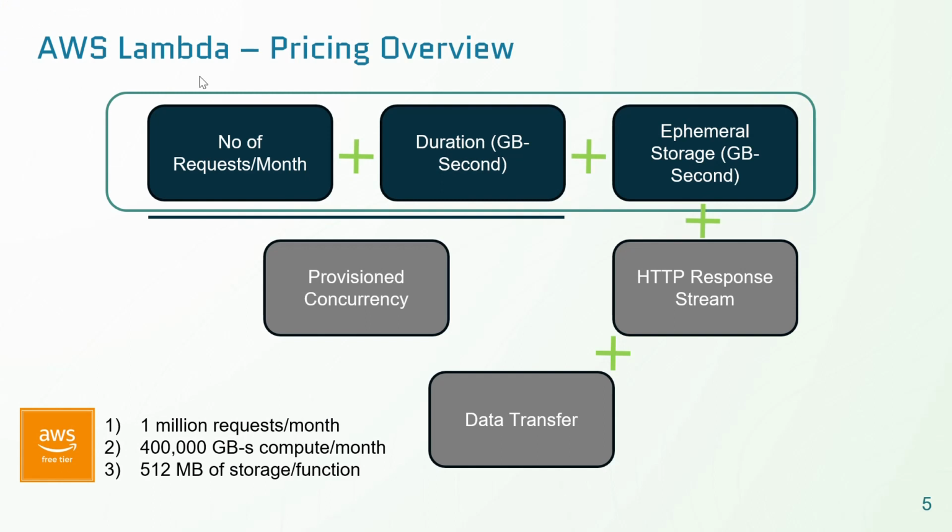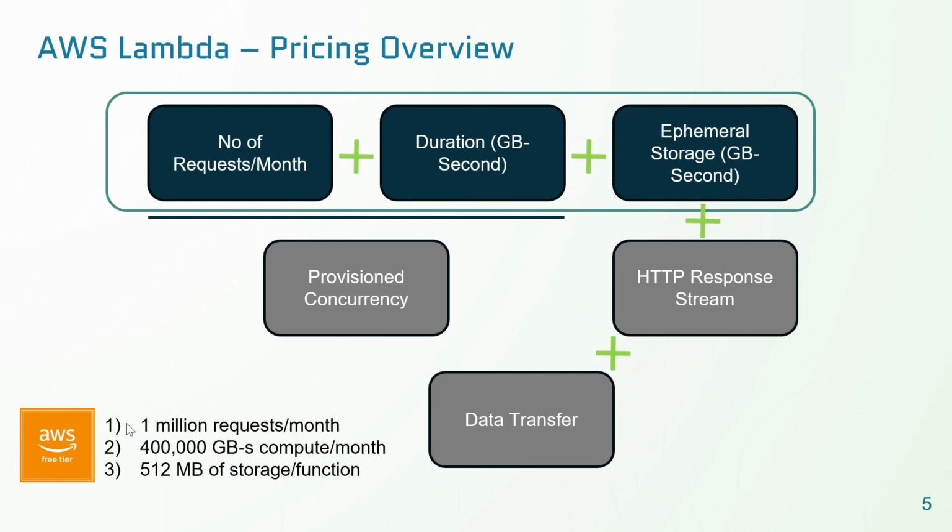AWS Lambda pricing overview. AWS Lambda is billed primarily based on the number of requests per month, the duration of the function runtime in GB-seconds, and the ephemeral storage used in GB-seconds. In addition to that, billing may also include HTTP response streams and any data transfers involved. To make it simple, let us focus only on the primary pricing drivers for our discussion.